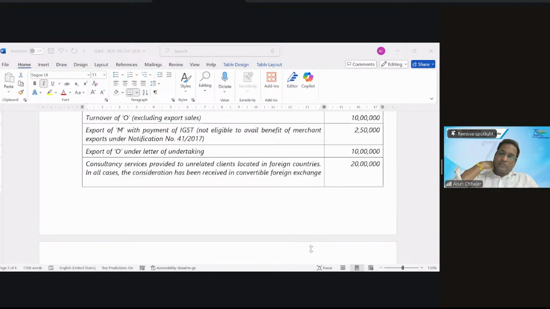Sanjay, LUT is not restricted to the sale to SEZ. If I am making a sale to the SEZ, then I am allowed to use the LUT. If I am selling goods, let's say to London, then also I am allowed to use LUT. LUT is used for zero rated supply.